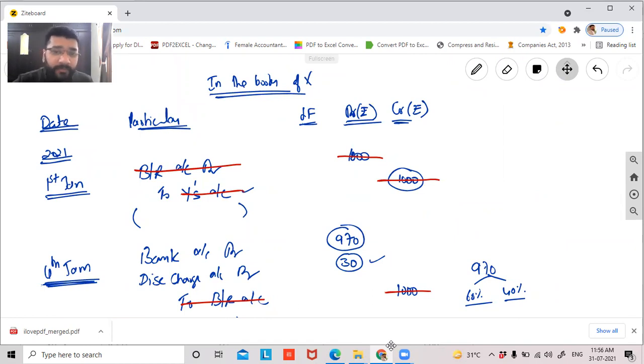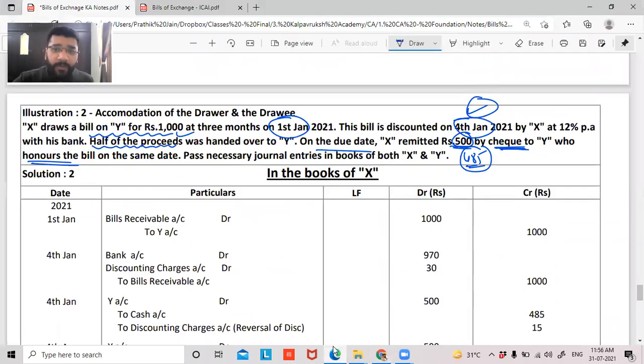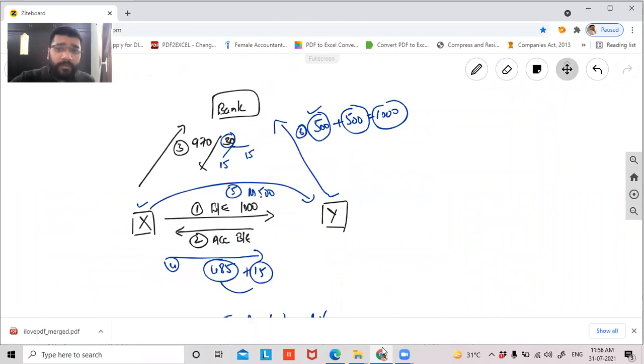Yes, boss. I didn't understand the last entry. Very simple, Kana. Now, X is drawing what bill worth on Y? 1000 rupees. Correct. And Y is accepting and giving back. And X is going and discounting how many rupees from the bank? 970. And out of this 970, can I say X is keeping 485 with himself and is giving the 485 to Y?